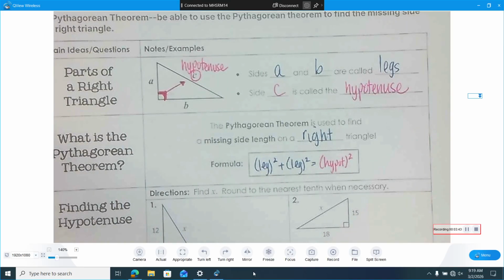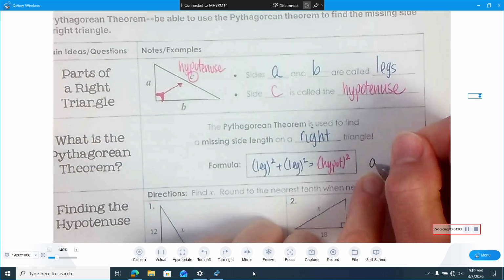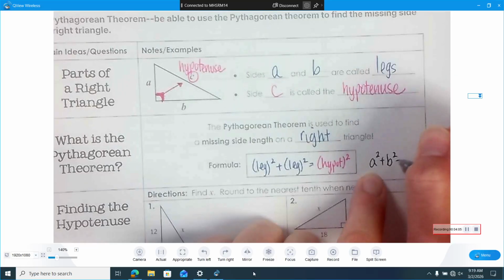And I like this formula much better than the one most teachers give you, okay? Because I think it's more specific. We always want to be equal to the hypotenuse squared. That is the most important thing. The legs don't really matter, okay? How you add them doesn't matter. But just in case you need to know, most teachers write a squared plus b squared equals c squared.